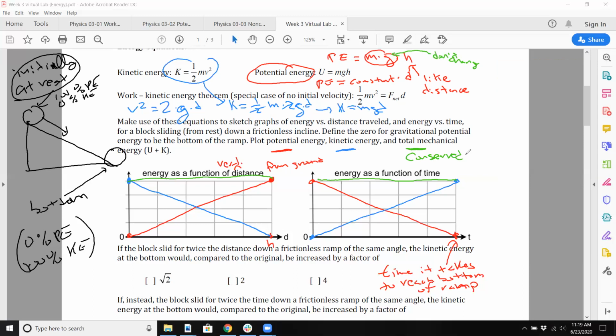Of course, the reverse for kinetic and potential, because the way we're looking at distance, d equals 0 means right at the bottom, so this is the bottom of the ramp. That's the top of the ramp. At t equals 0, obviously that's the top of the ramp, and that's the bottom of the ramp right there.